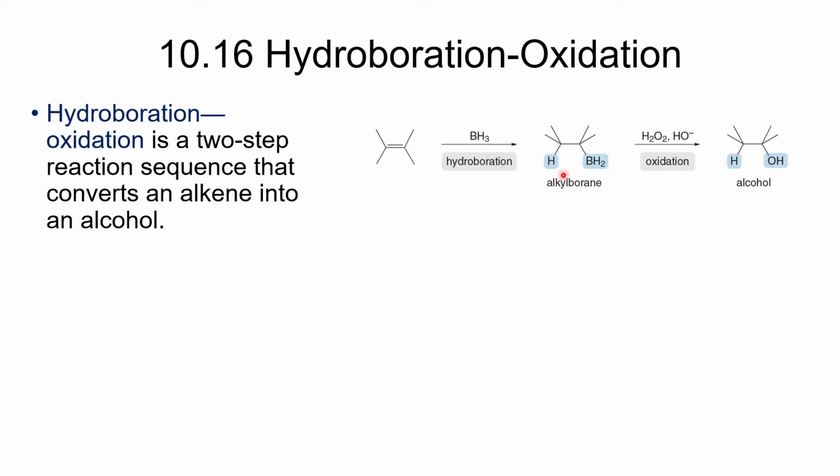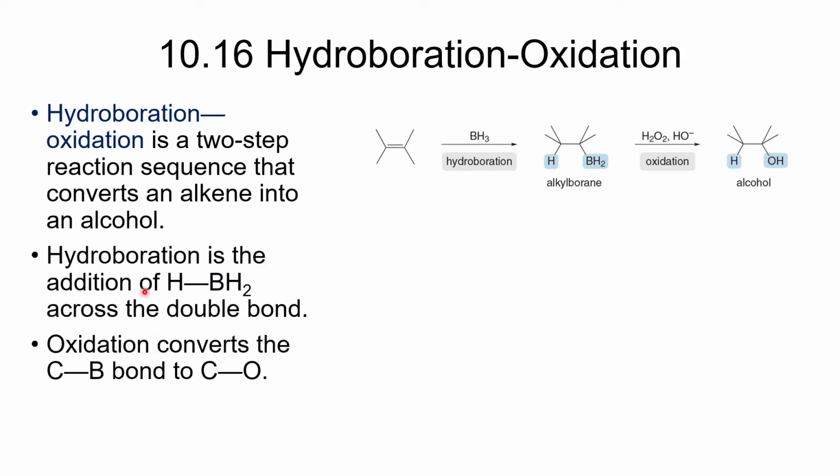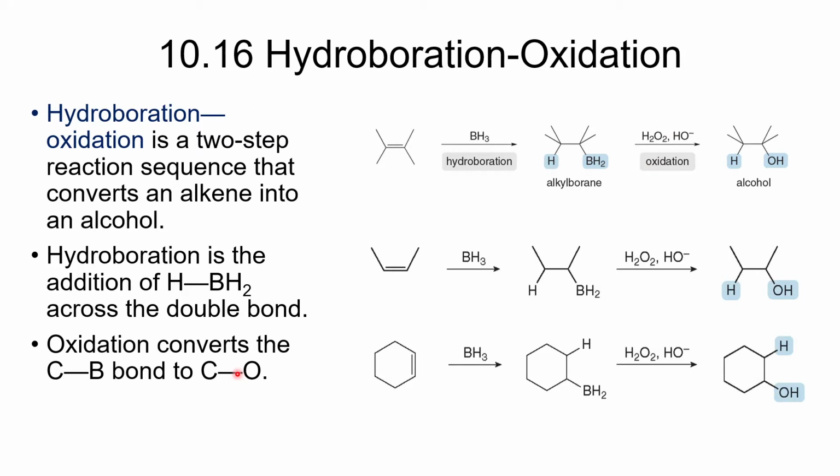We're going to talk about boranes here in a little more detail just in a bit. And then once that reaction is complete, we don't isolate this because it's fairly reactive. We're going to take it and add another reagent, which is hydrogen peroxide with hydroxide in it, and that will oxidize the carbon-boron bond and give us a carbon-oxygen bond. So the first step, addition of BH2 across the carbon-carbon pi bond, and then oxidation, where we convert the carbon-boron bond into carbon-oxygen.